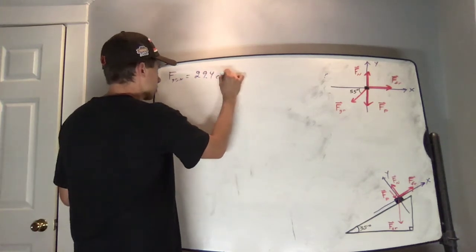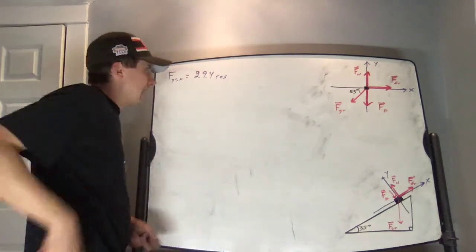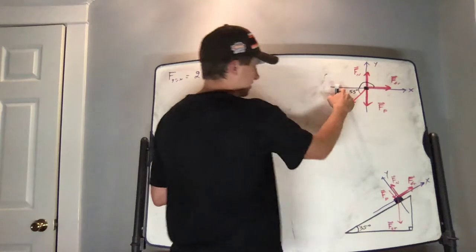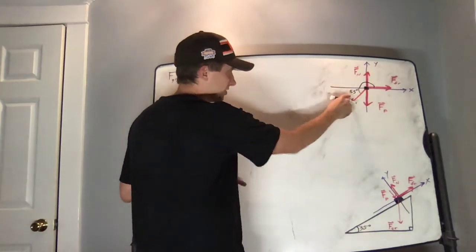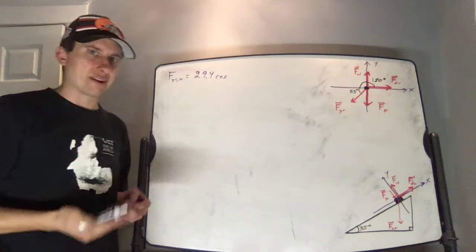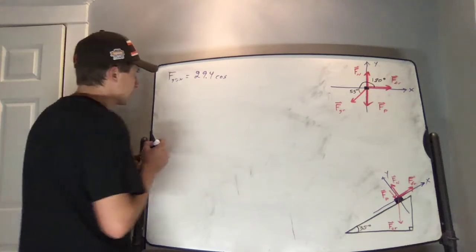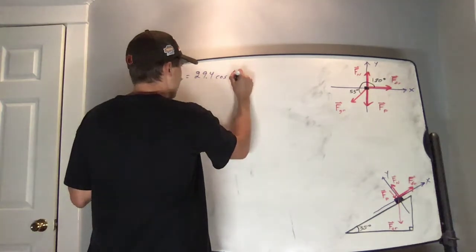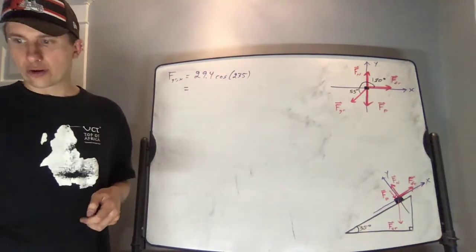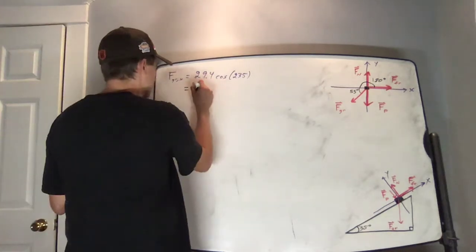29.4 times the cosine. Okay, I need to think about this for a moment. We have 180 degrees from the positive x-axis to the negative x-axis, plus 55 degrees more. So 180 plus 55 gives me 235 degrees. So I get 29.4 cos 235. And if I put that number in a calculator, I'll get the force of gravity in the x direction is negative 16.9.